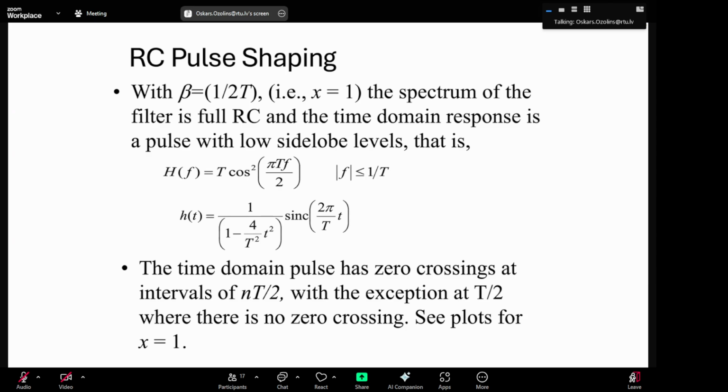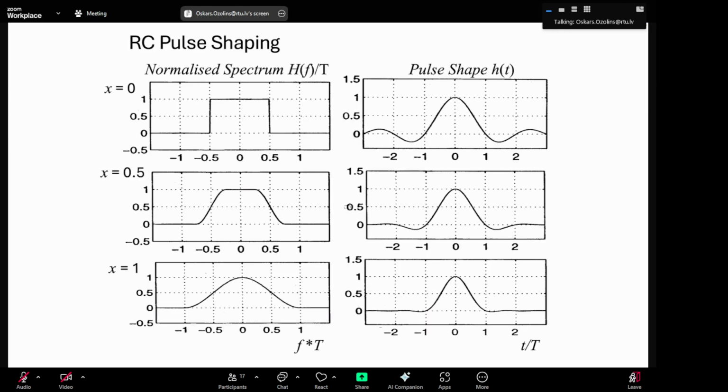But if this beta has a certain value, then we have a pulse with low side lobes. Let's look at the visualization, it's easier here. On one side we have the frequency domain, and on this side the time domain. We have a square spectrum, and then a sinc pulse here. If we try to shape this, we get a pulse like this, and if we put a shape like this, we have a pulse like this.